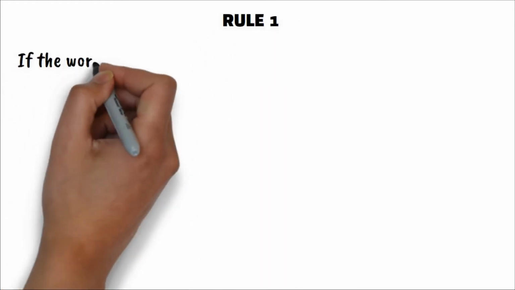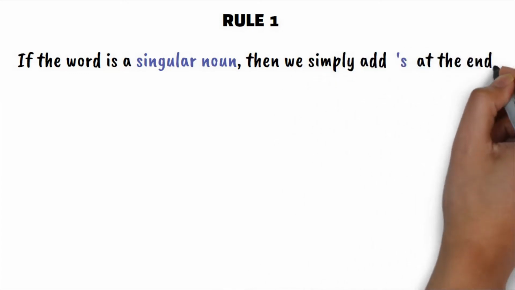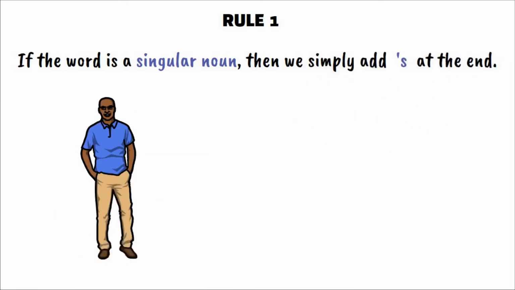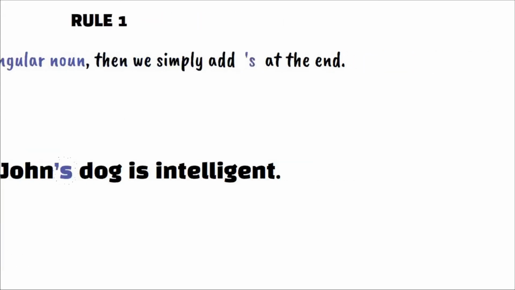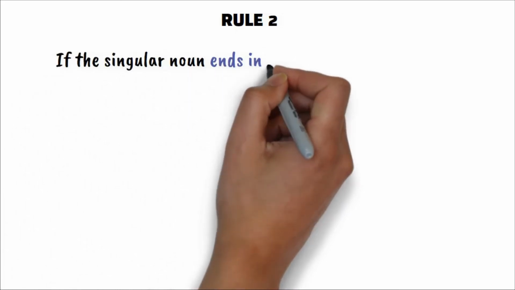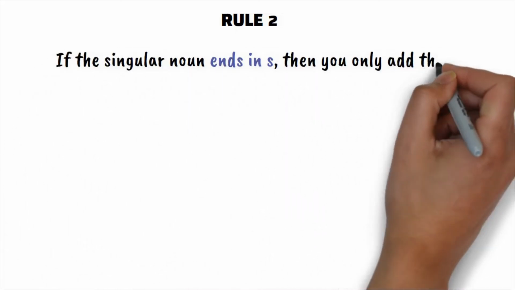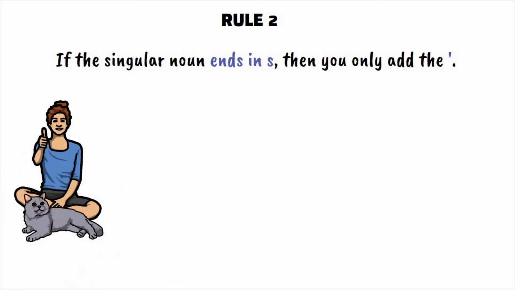Rule number 1. If the word is a singular noun, then we simply add apostrophe S at the end. For example, John's dog is intelligent. Rule number 2. If the singular noun ends in S, then you only add the apostrophe. For example, Jess' cat is fluffy.